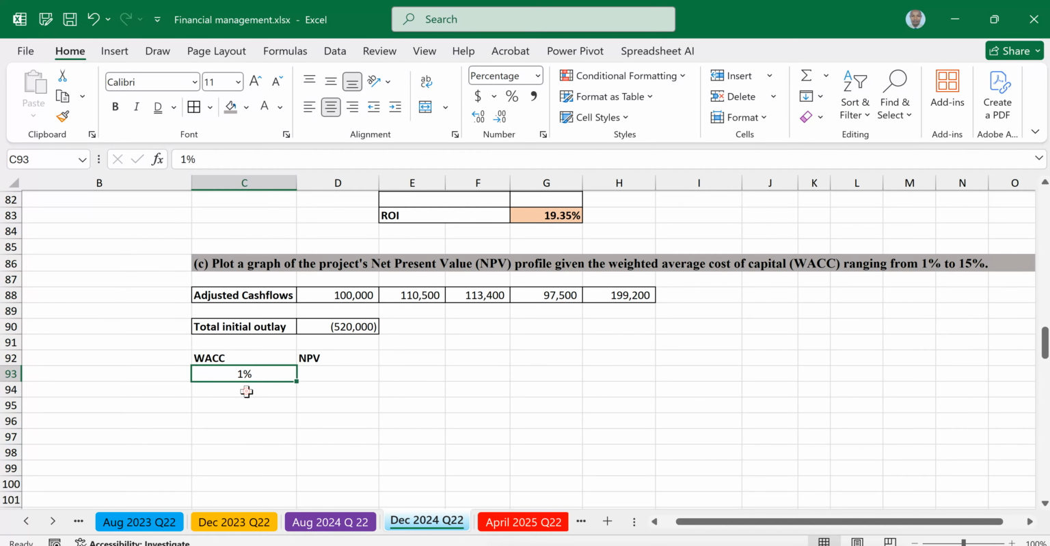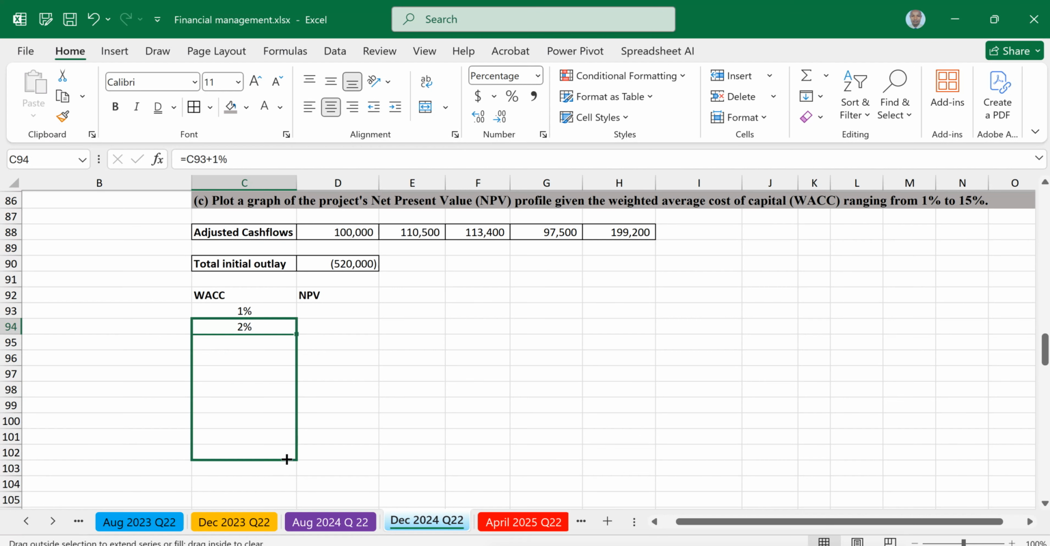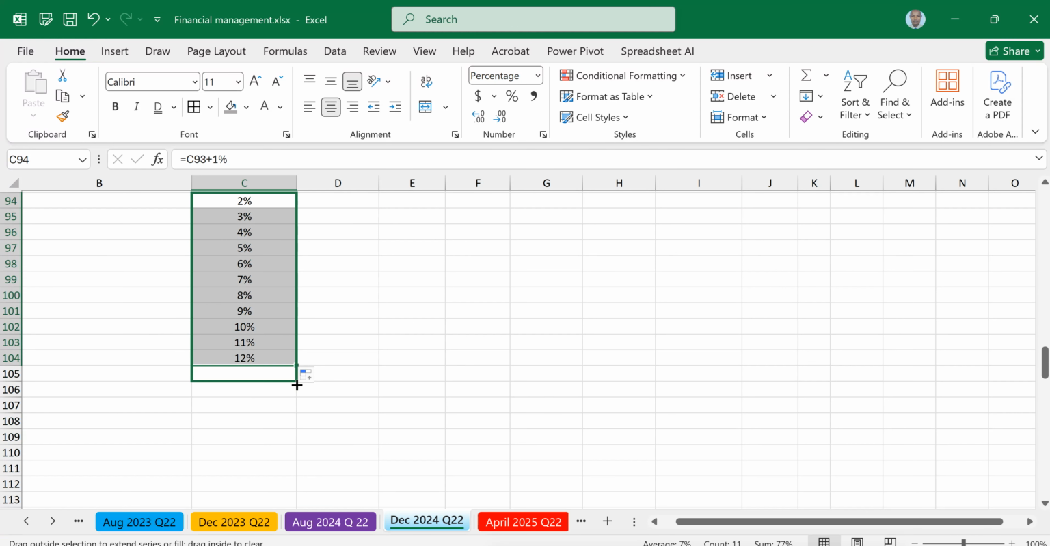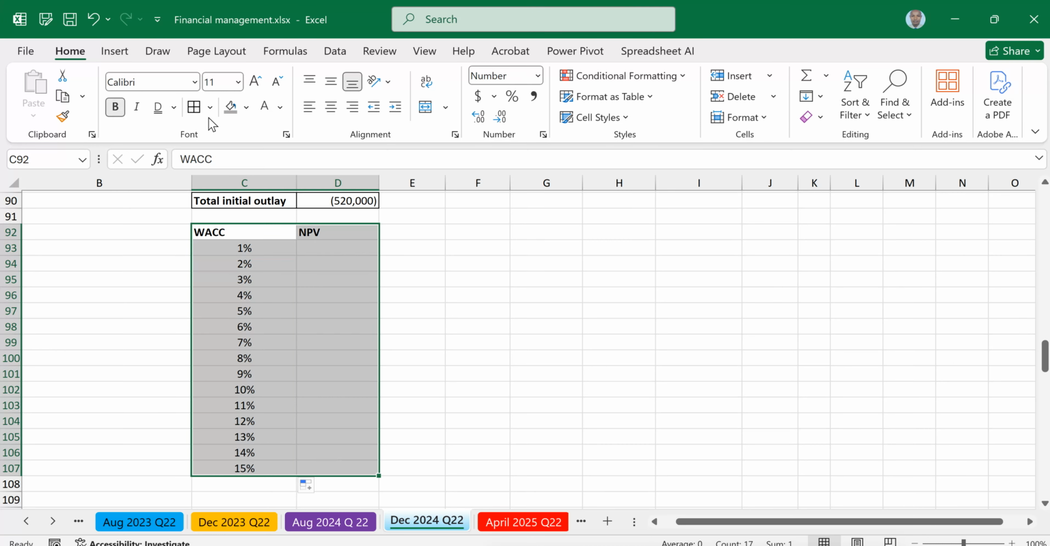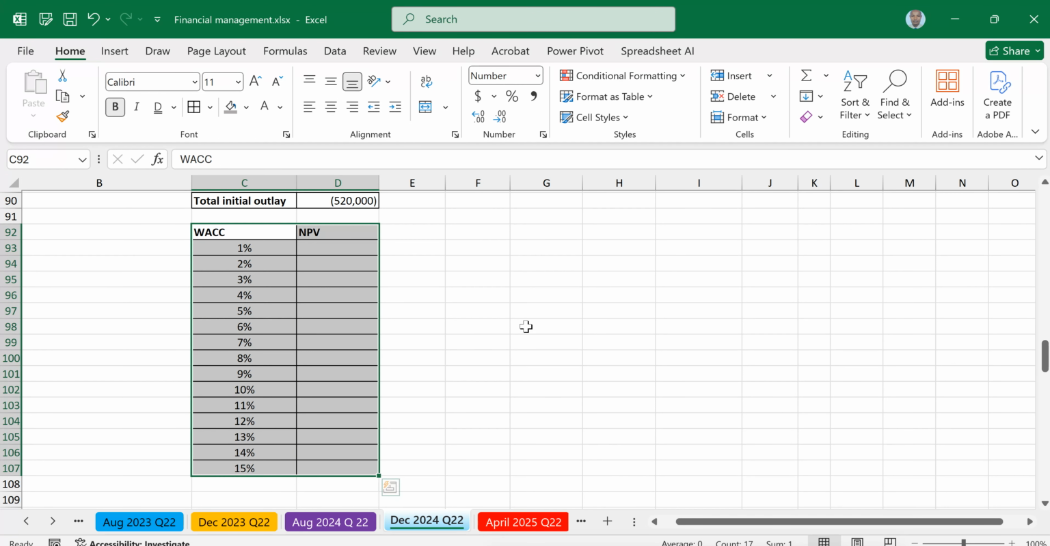This is equal sign 1 plus 1% again. Don't lock anything. Convert that to percent. Those rates range to 15. Create a schedule that represents the WACC from 1 to 15 and another column for NPV. After that, we plot a chart.